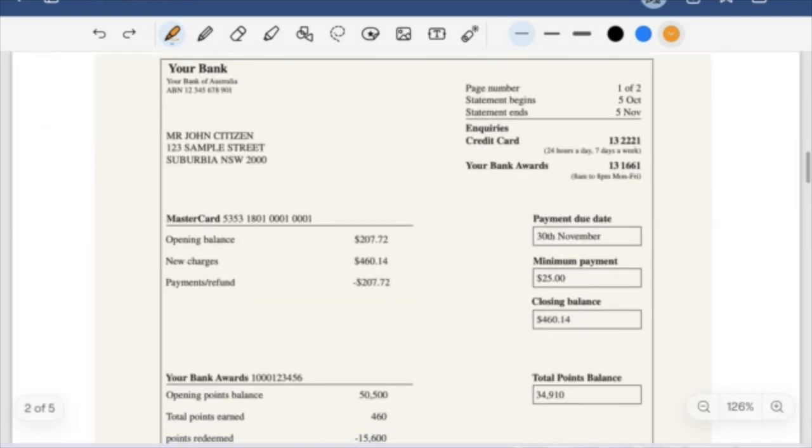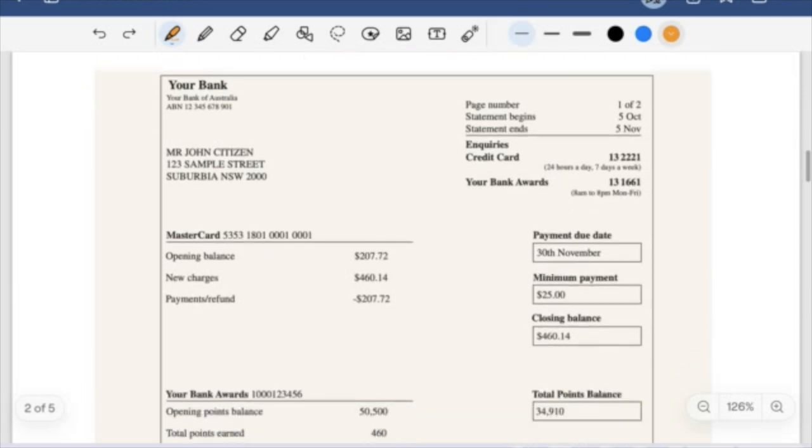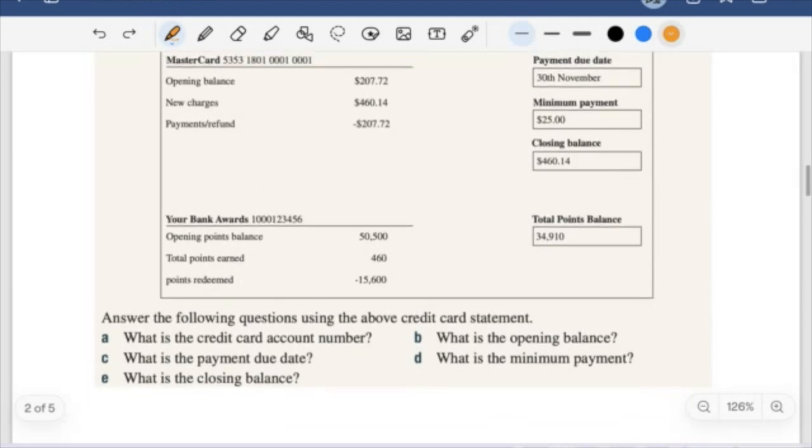So just going straight in, as I said, this first part is fairly self-explanatory. We're really given a credit card statement here, and it's just getting used to reading and pulling out the key bits of information. So for this first one, it's asking what is the credit card account number.